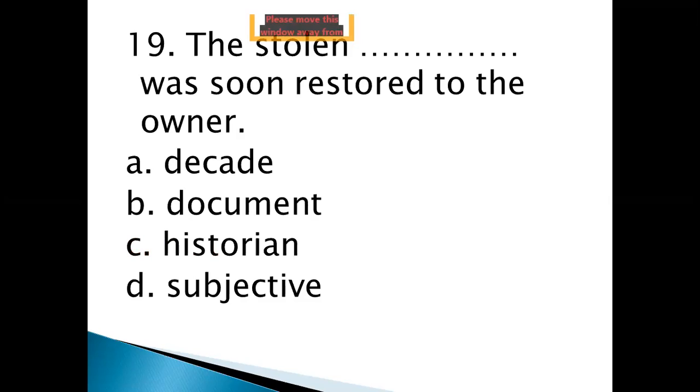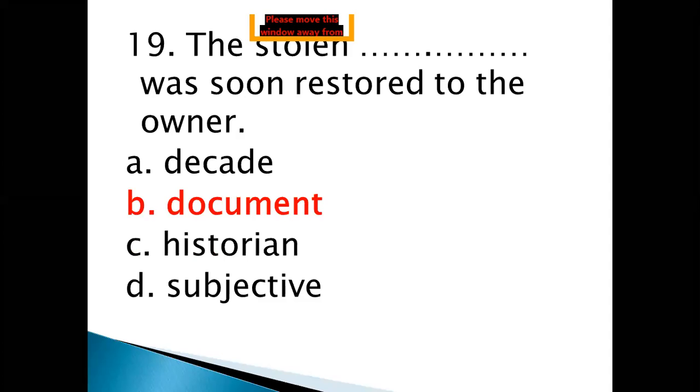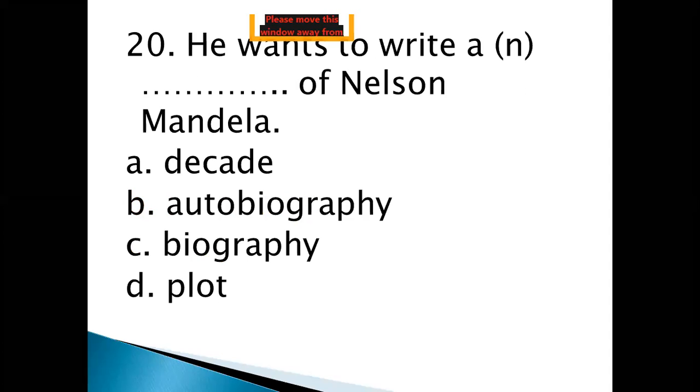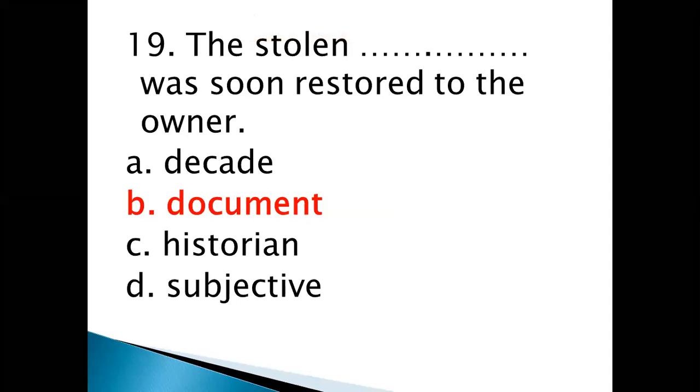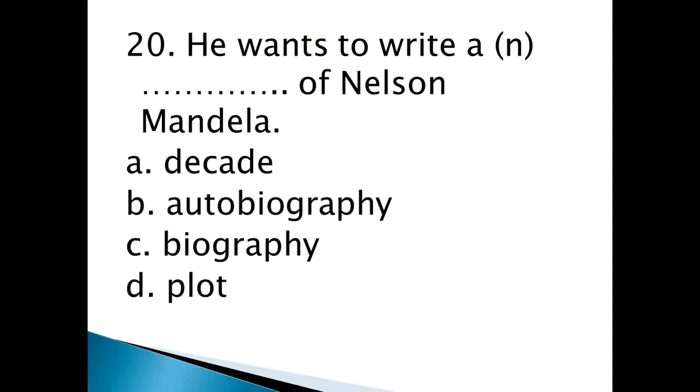Number 19. C or B? B? Yes, B. Document. The stolen document. Paragraph. Mister, what will number 19 be? Number 19. Document. Yes. Number 20. Biography. Very good.